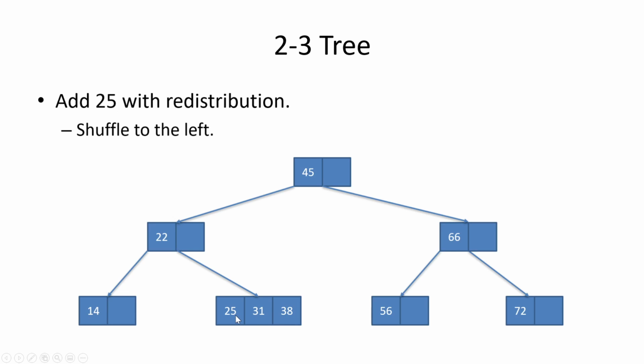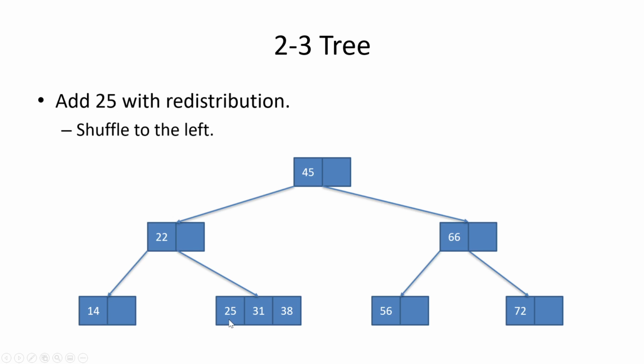Now, I said here the shuffle is not as straightforward. We can't just take 25 and stick it in this node. If we do, it violates our binary search tree invariant because 25 is greater than 22. We can't just put it over here where it's less than.